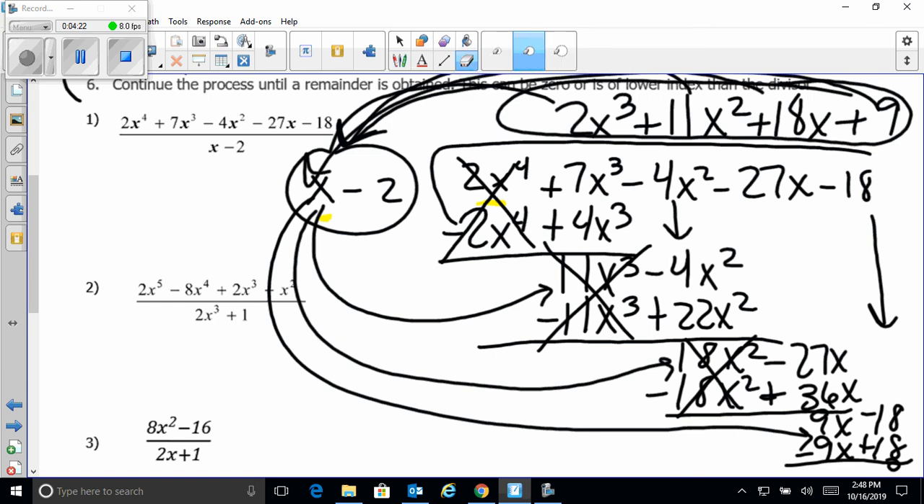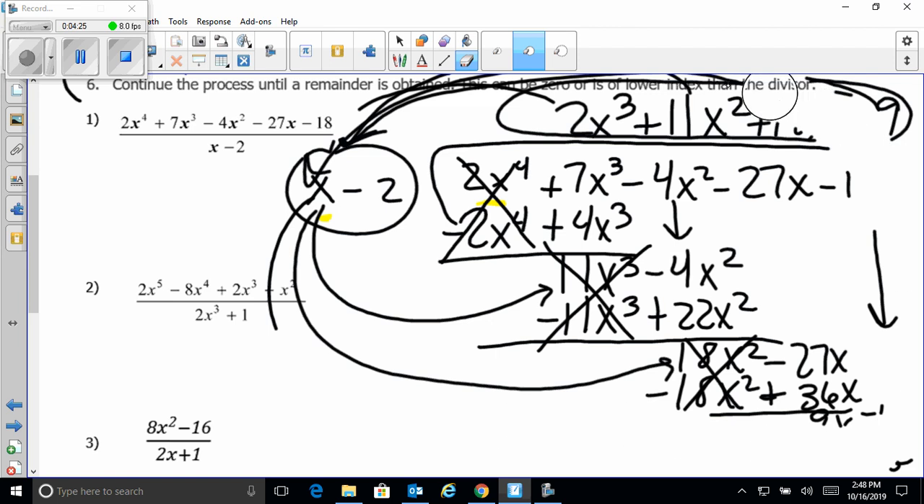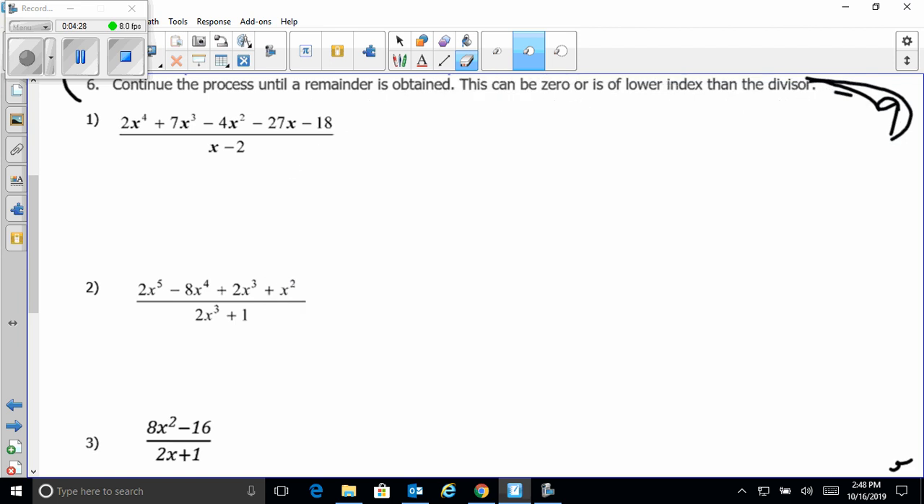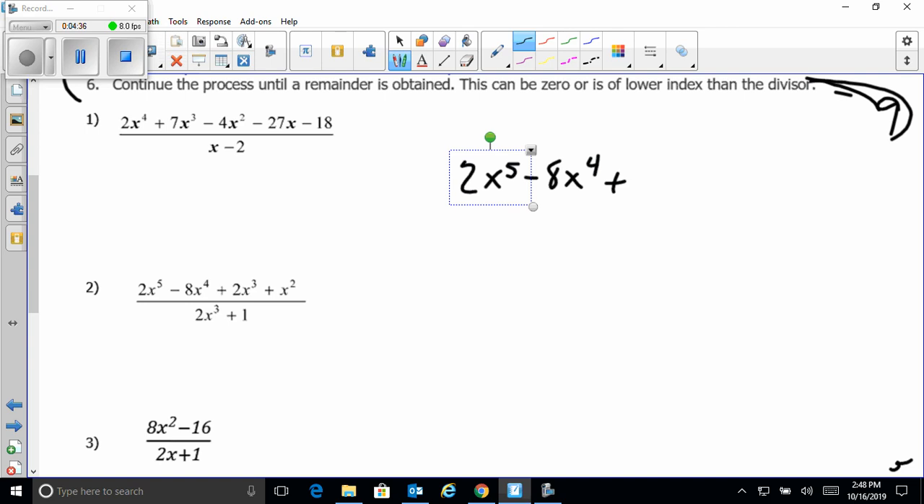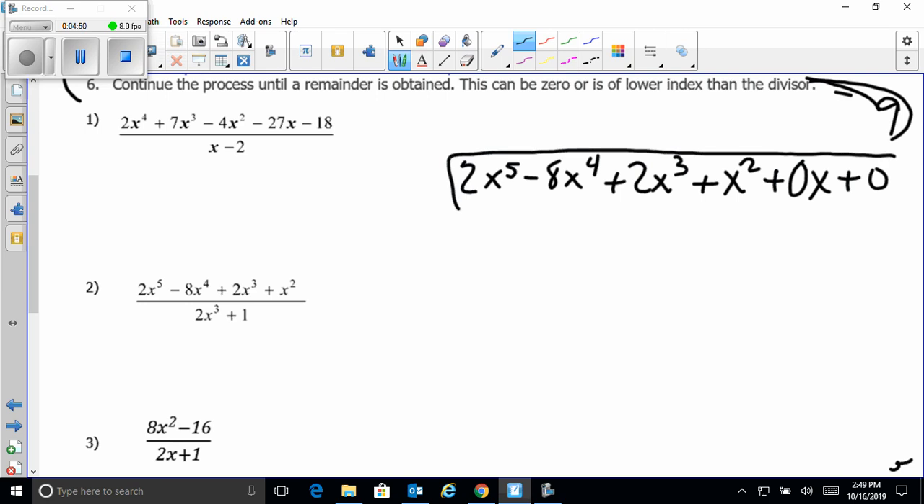All right, let's try the next one. So number 2, my dividend is 2x to the 5th minus 8x to the 4th plus 2x to the 3rd plus x squared. Now I have a 0 x and a 0 constant. I might need those, so I'm going to put them in as placeholders. And I'm dividing by 2x to the 3rd plus 1. So how many times does 2x to the third go into 2x to the fifth? It's going to go in x squared.